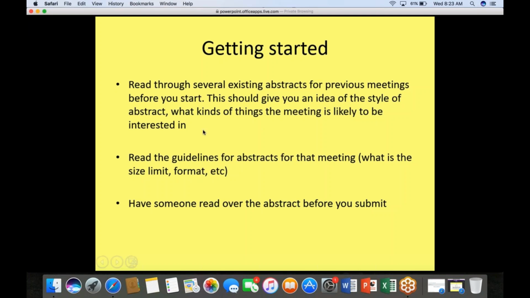So one of the things you want to make sure you do when you're sending it in is to read through existing or published abstracts from previous meetings for that society, for that professional group, because every group has their own way of wording things and their own rules about formatting. Make sure you look through the guidelines. What's the size limit? What's the format? Are there font limits, etc.?